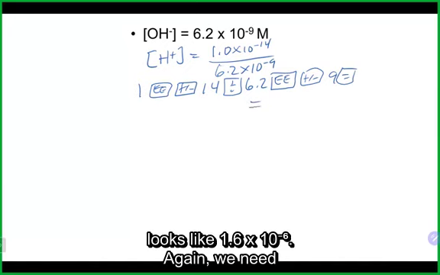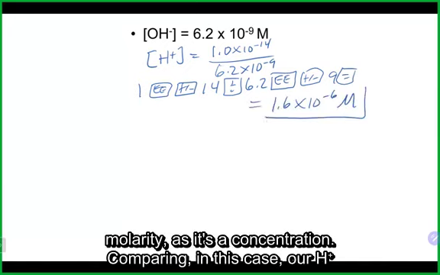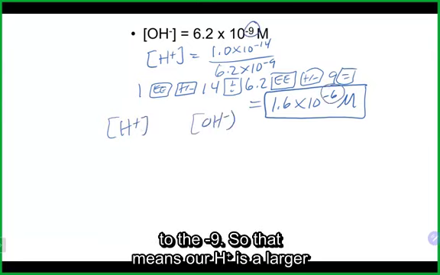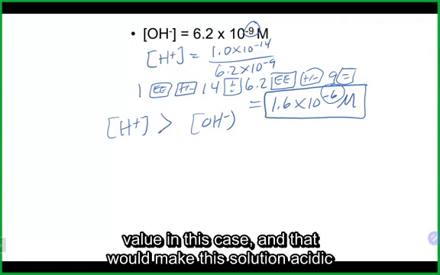That looks like 1.6 times 10 to the minus 6. Again, we need molarity as a concentration. Comparing in this case our H plus to our OH minus, our H plus is to the minus 6, our OH minus to the minus 9. So that means our H plus is a larger value, and that would make this solution acidic.